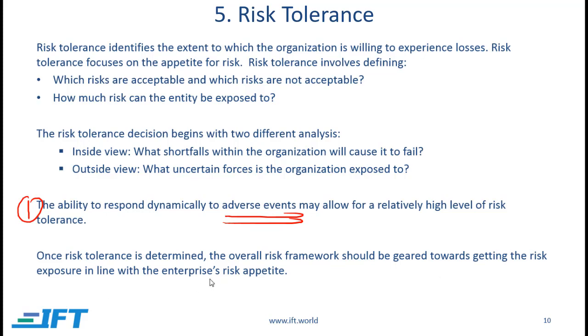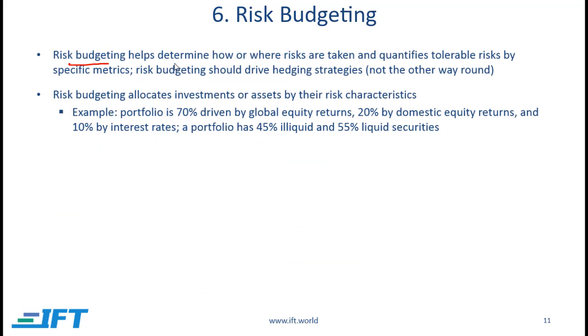Once risk tolerance is determined, the overall risk framework should be geared towards getting the risk exposure in line with the enterprise's risk appetite. Risk budgeting helps determine how or where risks are taken and quantifies tolerable risks by specific metrics. Risk budgeting should drive hedging strategies, not the other way round.